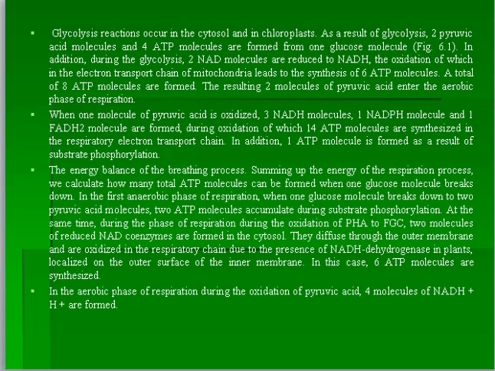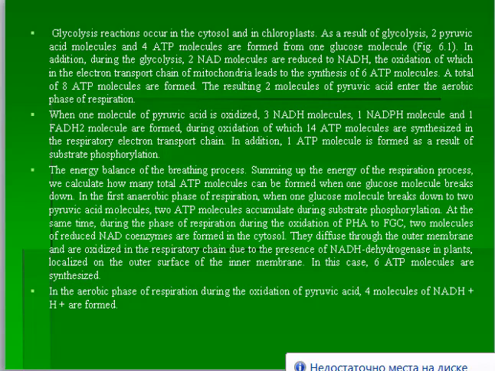Glycolysis occurs in the cytosol. As a result of glycolysis, 2 pyruvic acid molecules and 4 ATP molecules are formed from 1 glucose molecule. In addition, during glycolysis, 2 NAD molecules are reduced to NADH, the oxidation of which in the electron transport chain of mitochondria leads to the synthesis of 6 ATP molecules. A total of 8 ATP molecules are formed. The resulting 2 molecules of pyruvic acid enter the aerobic phase of respiration. When 1 molecule of pyruvic acid is oxidized, 3 NADH molecules, 1 NADPH molecule and 1 FADH2 molecule are formed, during oxidation of which 14 ATP molecules are synthesized in the respiratory electron transport chain.